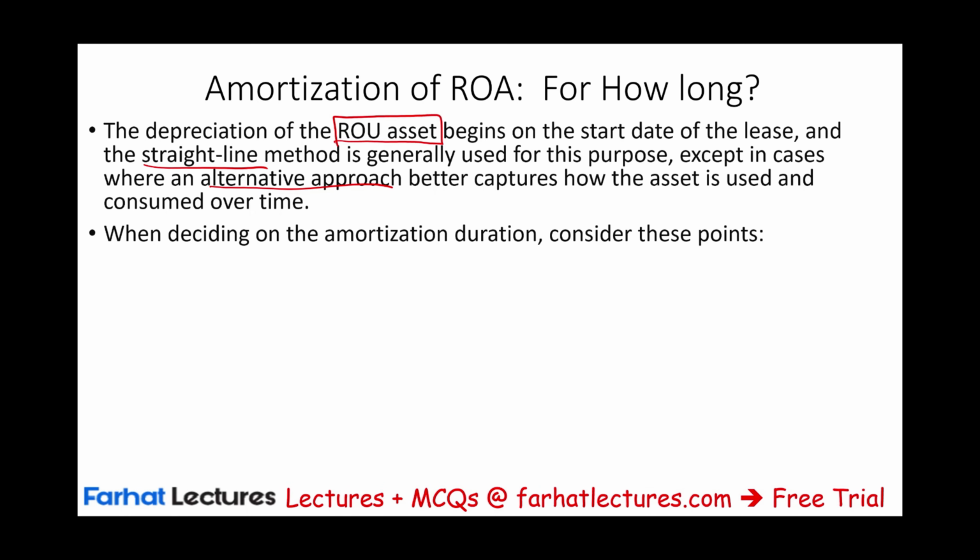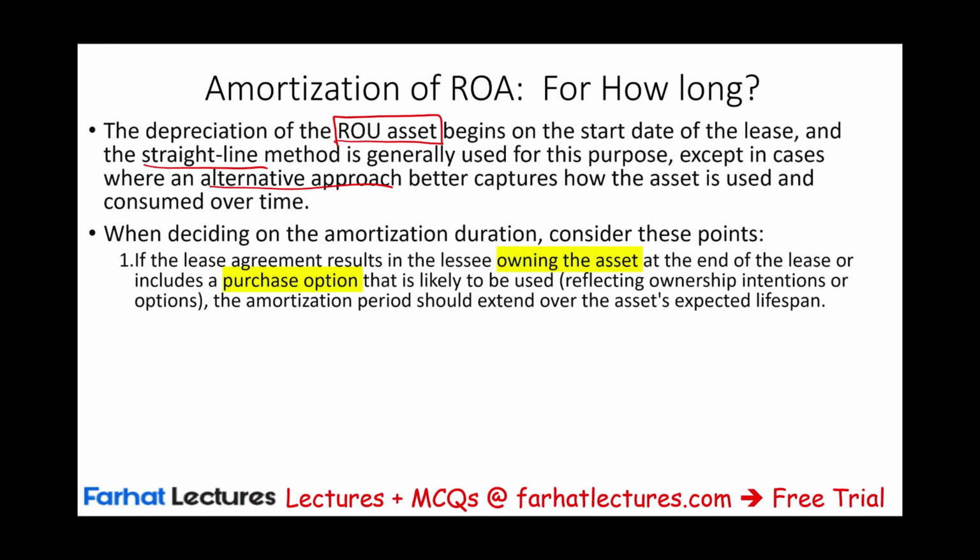review our criteria for deciding if a lease is a finance lease or not. You remember there are 5 criteria. Let's go over the first 2. If the lease agreement result in the lessee owning the asset at the end of the lease, or if there's a bargain purchase option, that's why we have a finance lease, the amortization period should extend over the asset expected lifespan.